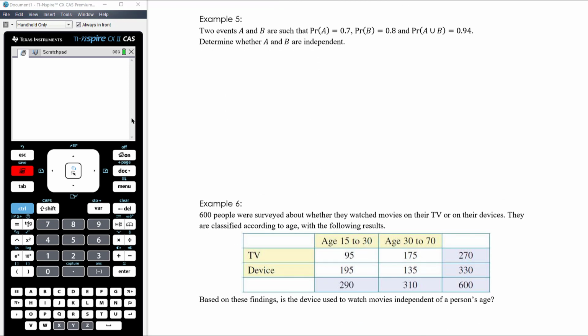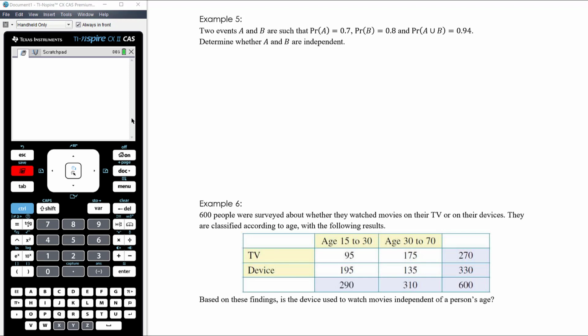Okay, two events A and B are such that the probability of A is 0.7, the probability of B is 0.8, and the probability of A union B is 0.94. Determine whether A and B are independent. Okay, so we obviously need to know whether the probability of A intersection B is equal to the probability of A times the probability of B.